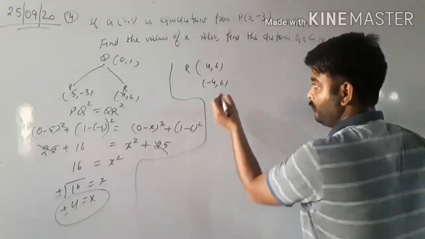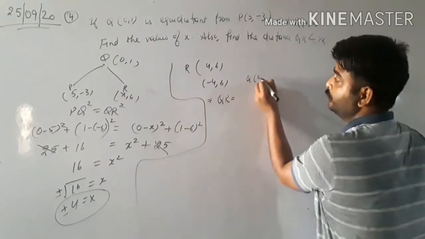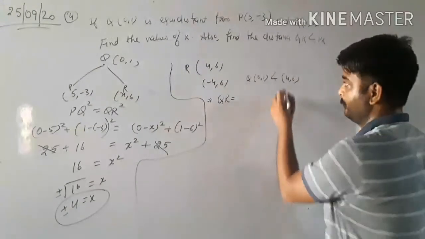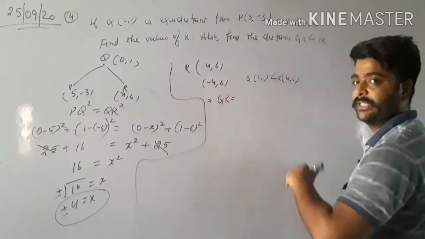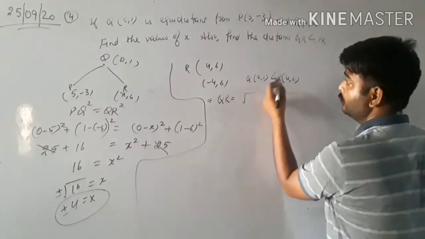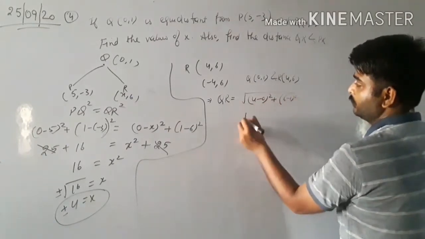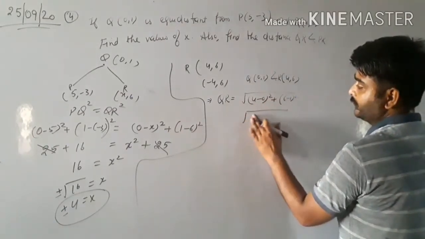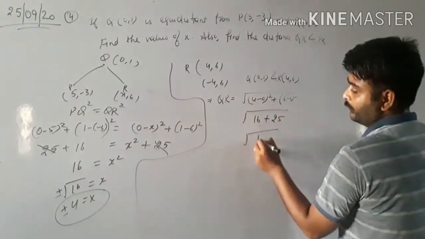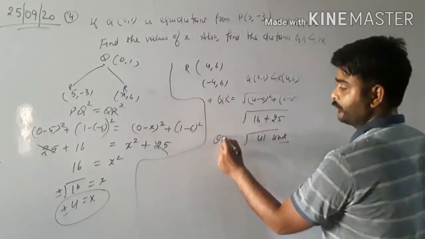Okay, very easy. So QR equals, what is the coordinate of Q? (0, 1), and at once I am taking (4, 6) for R. One at a time I will take (4, 6), another I will take (-4, 6). So root of (4 minus 0) whole square plus (6 minus 1) whole square. 4 minus 0 is 4, so 16, and 5 squared is 25, and it's root of 41 unit. Okay, this is the value of QR.